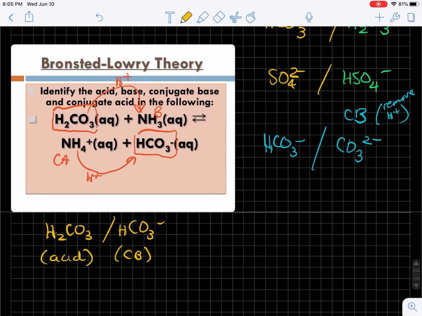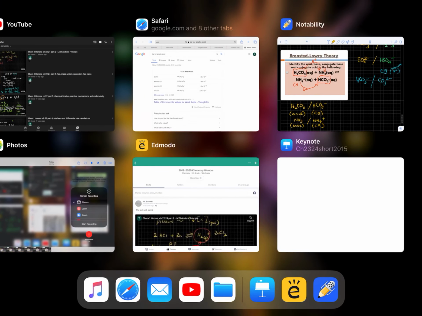But we really don't have to do that. Once we've identified the acid, the other material is the base in the forward reaction. And then we look at the reverse reaction. Once we identify the conjugate base, the other material is the conjugate acid. Easy. Put a whole bunch of these on the test. You'll get 100.